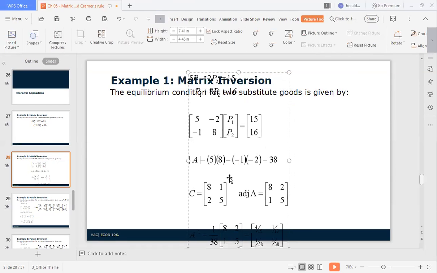Now, solving for a determinant of a 2 by 2 matrix, class, is not a problem because again, it is just the intersection of these elements and also these elements here. So the determinant is equal to 38.